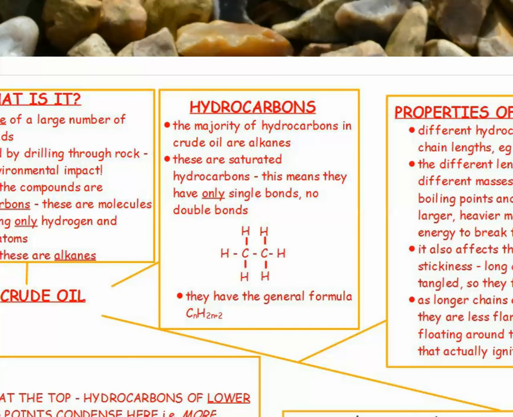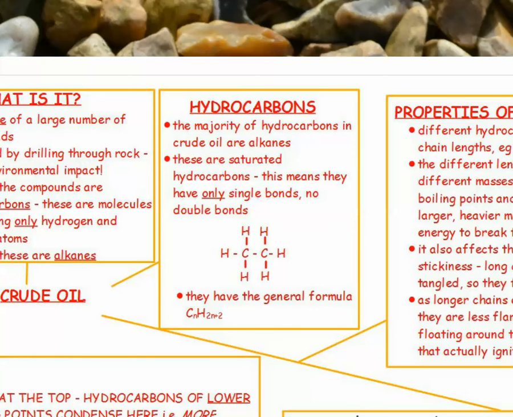So let's have a close look at hydrocarbons. The majority of hydrocarbons in crude oil are alkanes. Now these are saturated hydrocarbons. They're called saturated, not because it's anything to do with being wet, but because they have only single bonds. They have no double bonds. And saturated is a chemistry term used to describe something that has only single bonds.